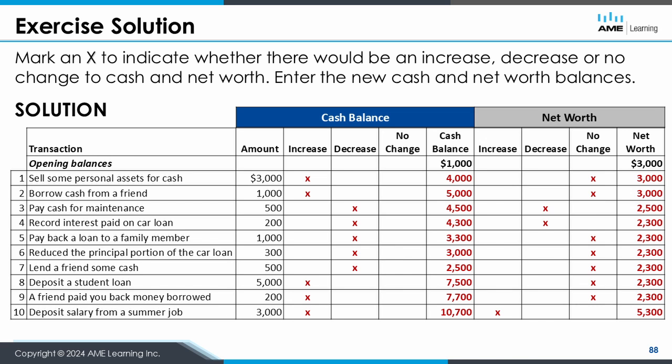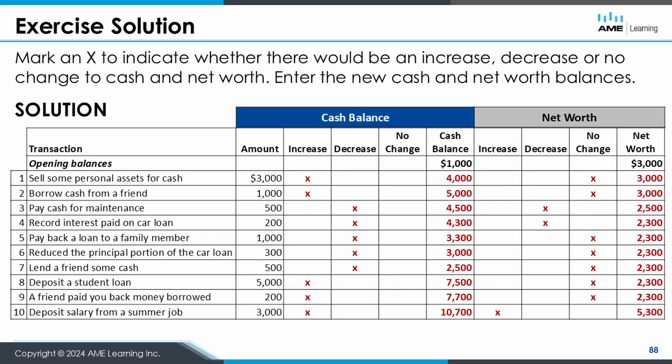Paying cash for maintenance. Let's say maybe you have to have new brakes on your car and you had to pay $500 for that. Well, that obviously would decrease your cash. So then that brings your balance down to $4,500. It also decreases your net worth because it's an automotive expense.